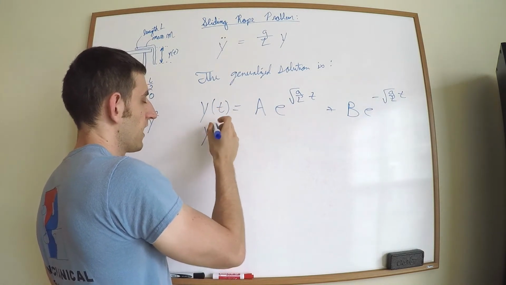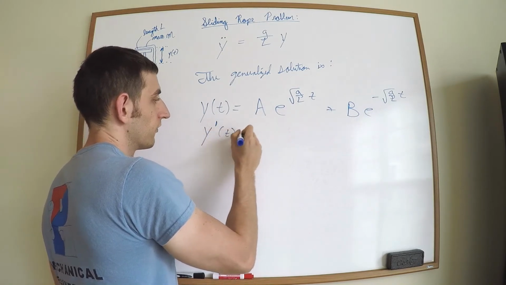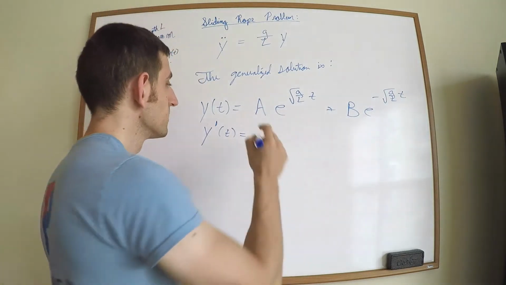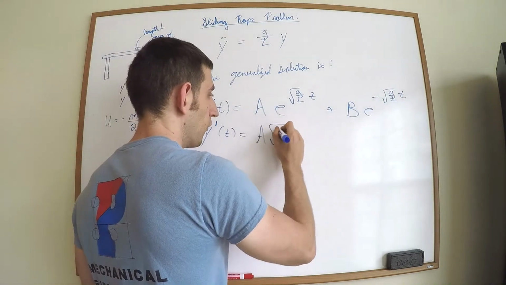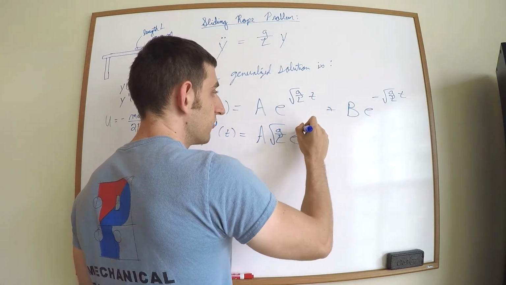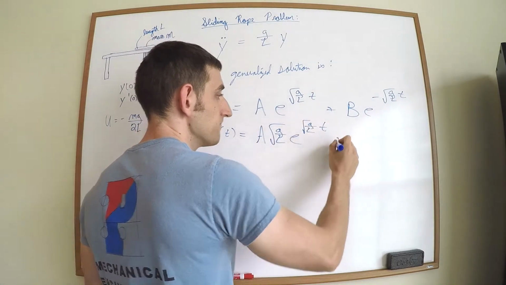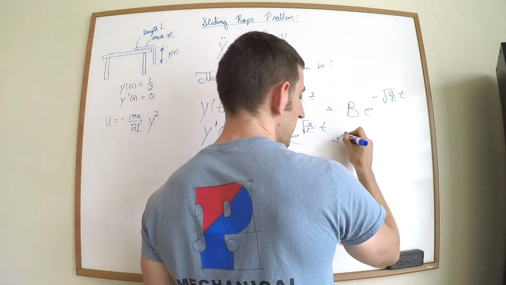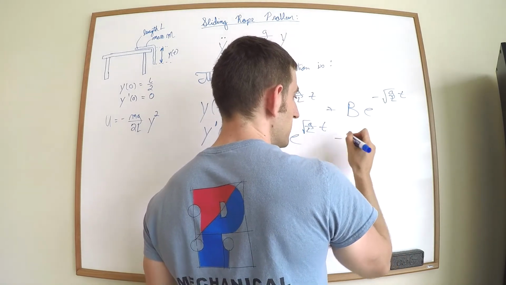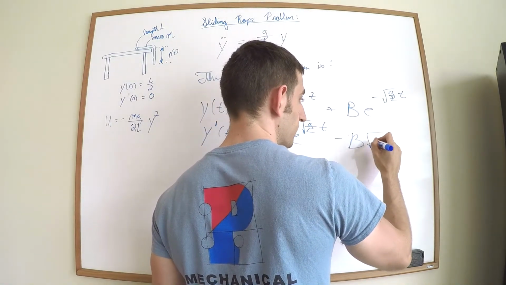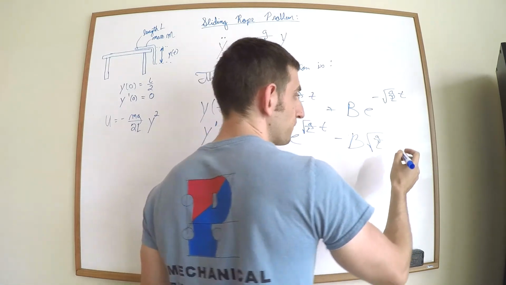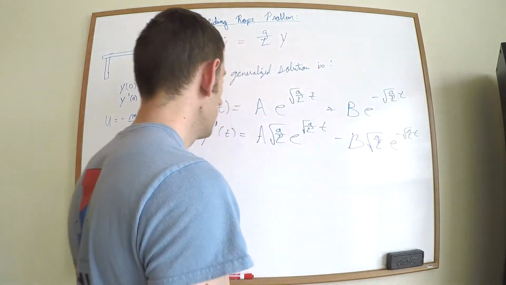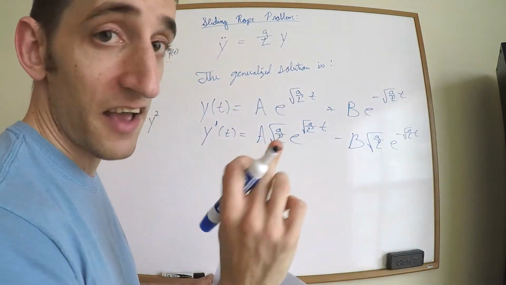We're going to need to apply that. And I'm going to represent this with a y prime, like this. The derivative is easy. Just the exponent pops down, and we get the same function. That's what we've been talking about all this time, right? So we get a root g over L, e to the root g over L t, plus b, the derivative of this, chain rule pops that down. We get the negative root g over L, and the same function. Bam.